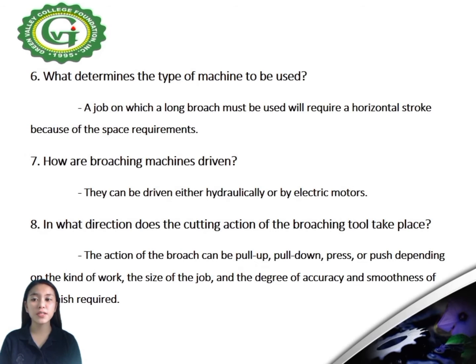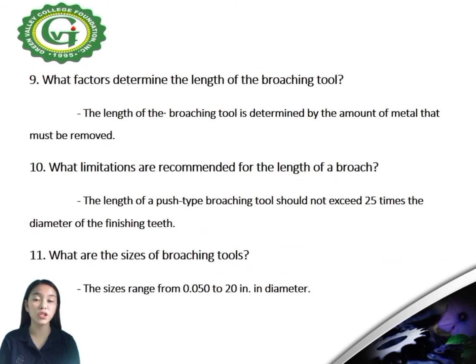In what direction does the cutting action of the broaching tool take place? The action of the broach can be pull up, pull down, press, or push depending on the kind of work, the size of job, and the degree of accuracy and smoothness of finish required. What factors determine the length of the broaching tool? The length of the broaching tool is determined by the amount of metal that must be removed.